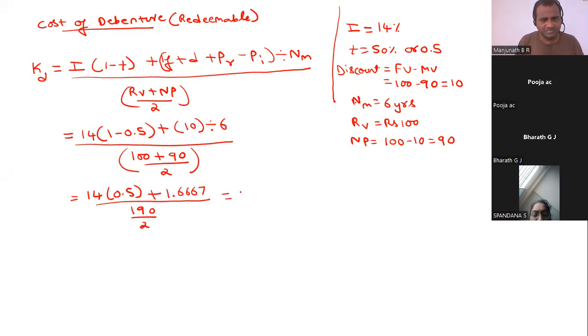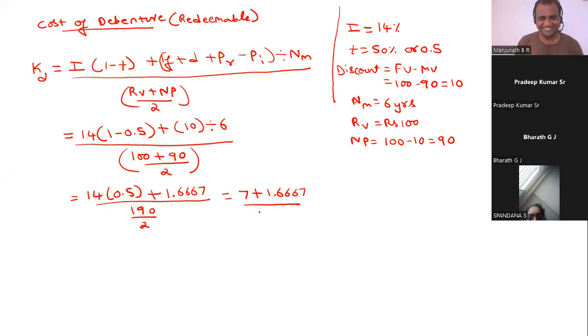Next, 14 into 0.5 is 7. 7 plus 1.6667. 190 by 2 is 80, sir. 95. Bharat, be careful. That's why I'm going step by step. Bharat, you tell me what is the answer? 190 by 2.